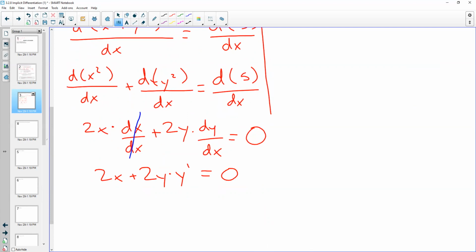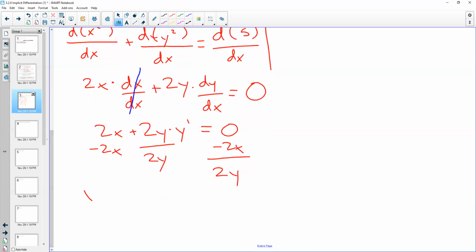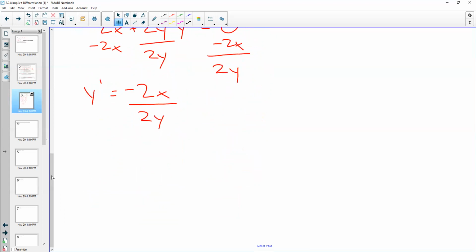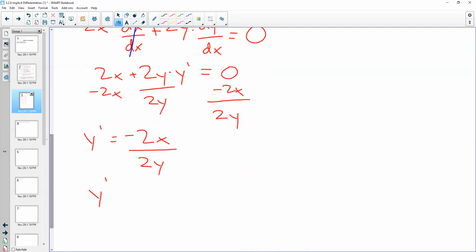Okay, so now we're just going to isolate for y prime. So we'll subtract 2x from both sides and divide by 2y. So then we'll get y prime is equal to negative 2x over 2y. And we can simplify that to be negative x over y. Okay, so that is implicit differentiation.